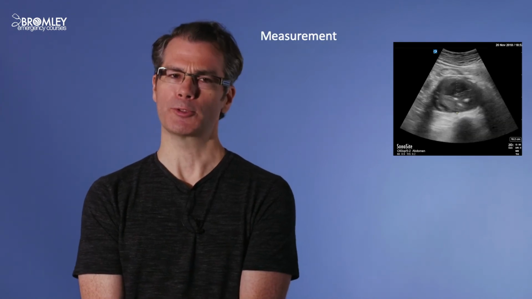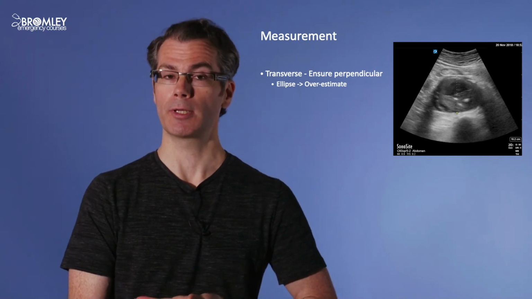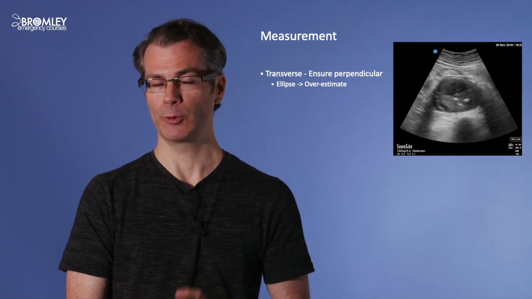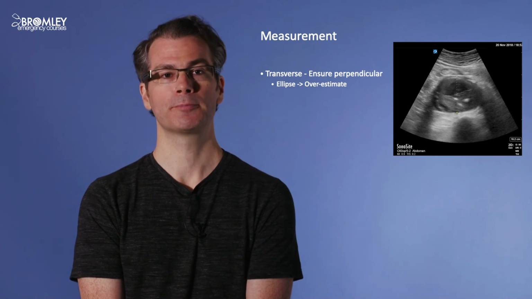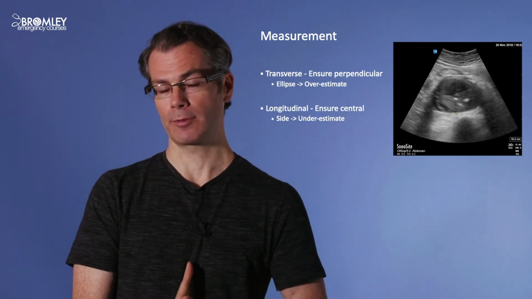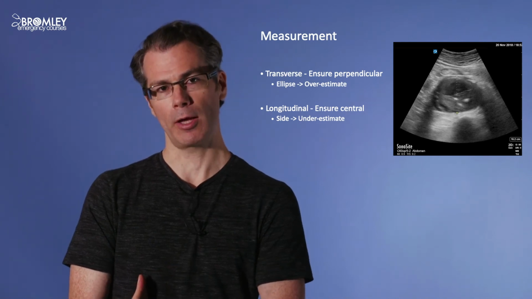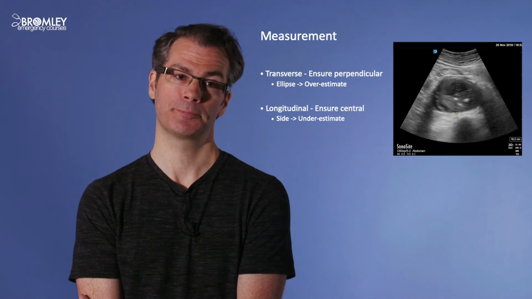How do we measure the aorta? Well, in transverse, first make sure that you're perpendicular to the vessel. If your beam is at an angle, you'll get an ellipse rather than a circle, and this will overestimate the diameter. If you're in long axis, make sure you're scanning through the middle of the vessel. If you scan to the side, you'll just be measuring the edge, and so you'll underestimate its diameter.